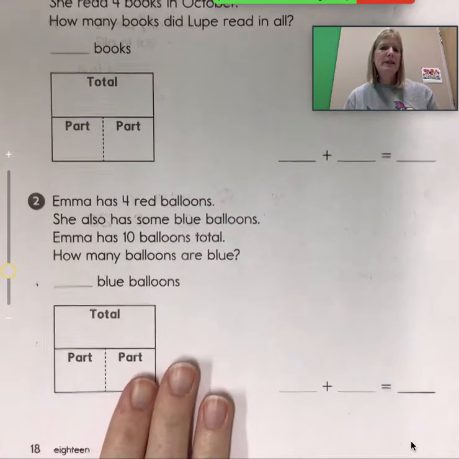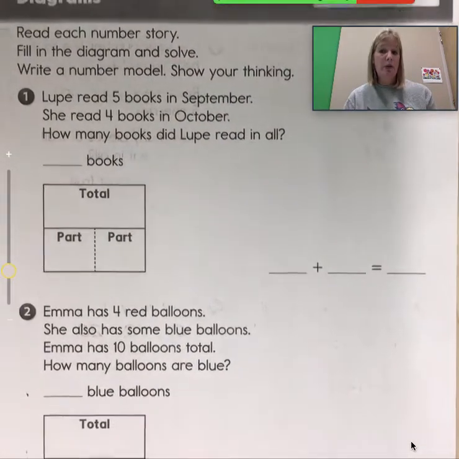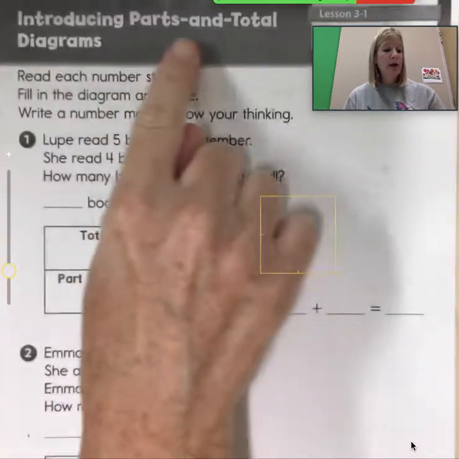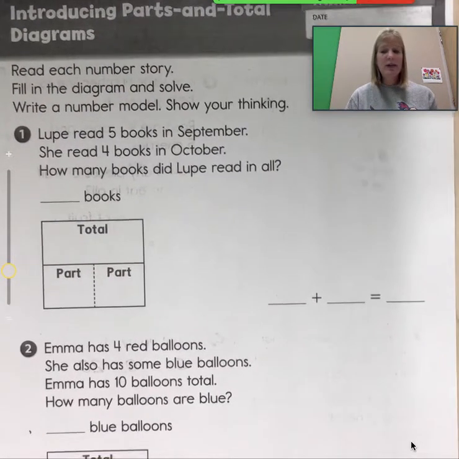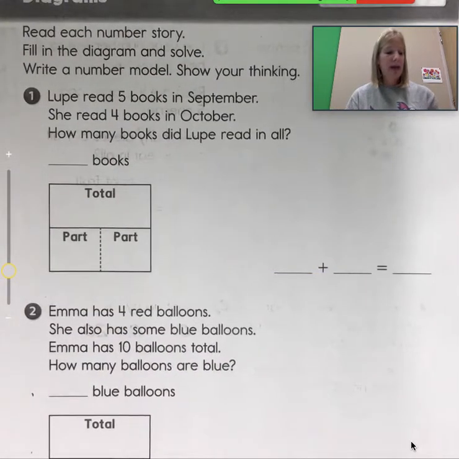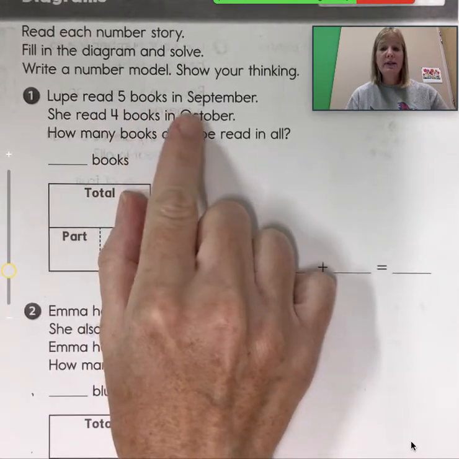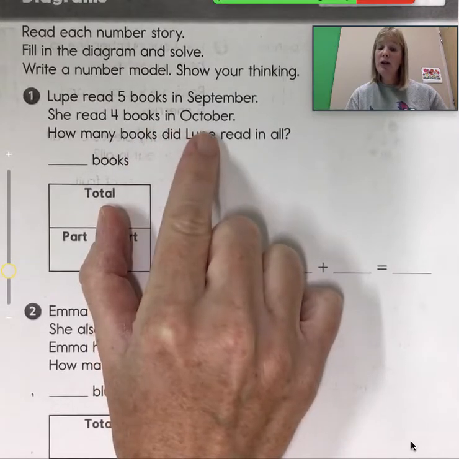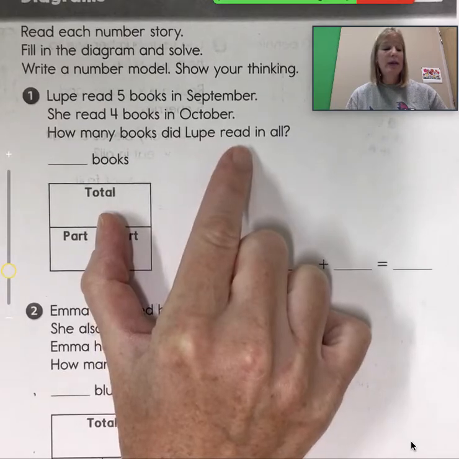All right, first graders, we are on journal page 18. Mrs. Faust has a photocopy so that I can write on it, and we are doing introducing parts and total diagrams. Let's read question number 1. It says, Lupe read 5 books in September. She read 4 books in October. How many books did Lupe read in all?